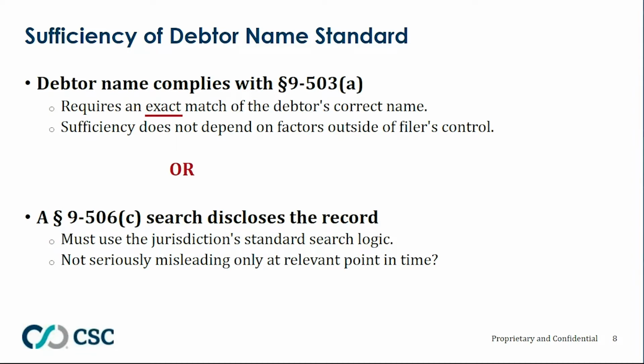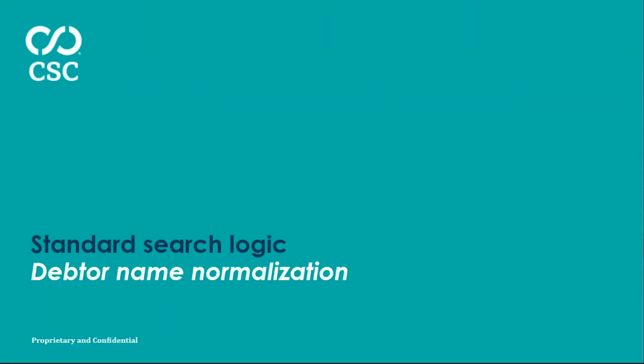Now, as I said, the 9-506(c) search must use the jurisdiction's standard search logic. It also has to be the filing office records, not a third party. And then the financing statement would be not seriously misleading if the search discloses the record. However, there are limits to the standard search logic. For example, what happens if the search logic changes and no longer finds a record with an insufficient name? Well, that's one of the risks of relying on the standard search logic for perfection. So search logic is critical here, and it's important to understand how it works.